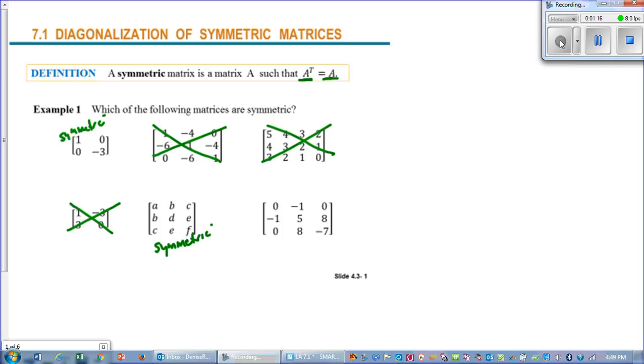0, -1, 0 is the first row, and that also is the first column. -1, 5, 8 is row 2, which is also the second column. 0, 8, -7 is row 3, which is also the third column. So this one is symmetric.